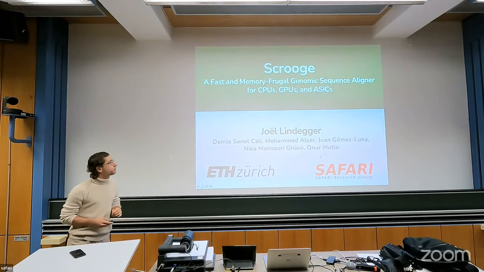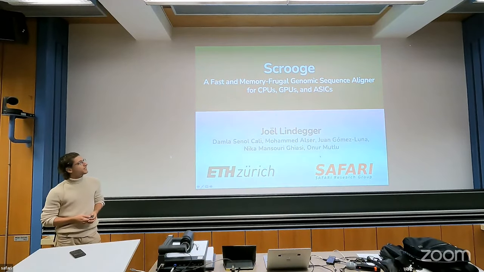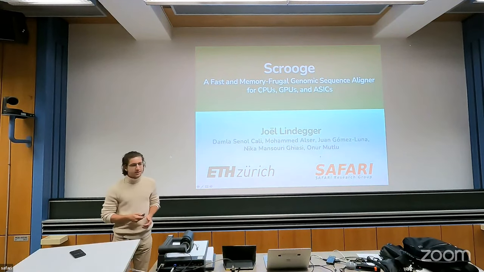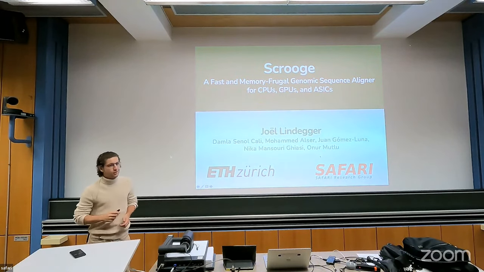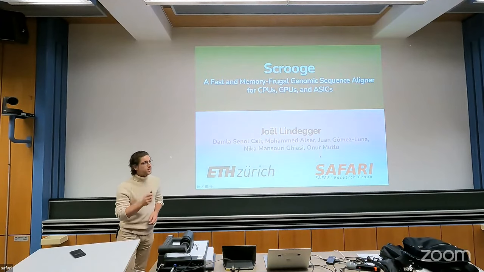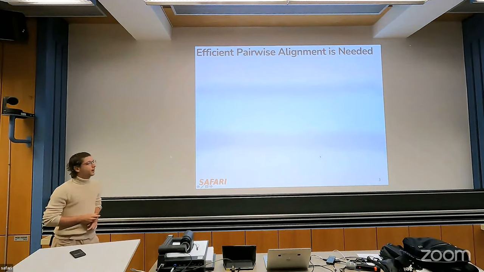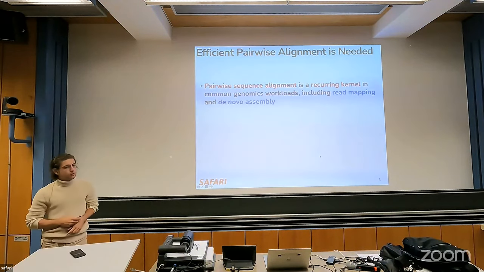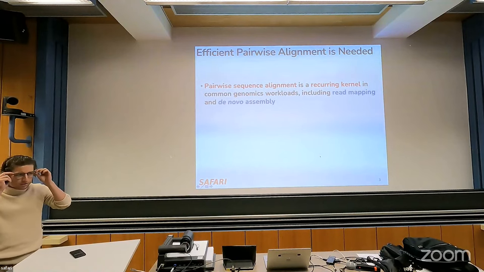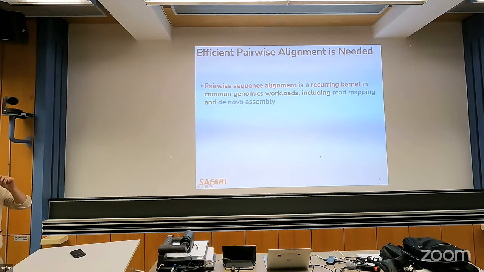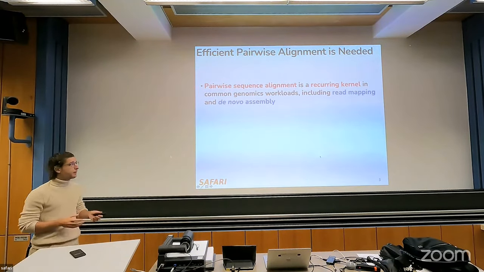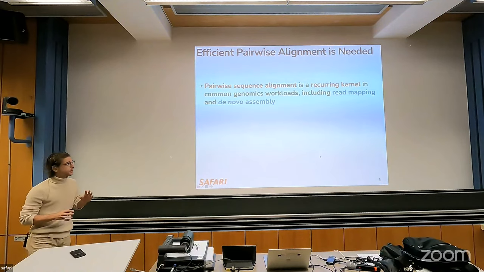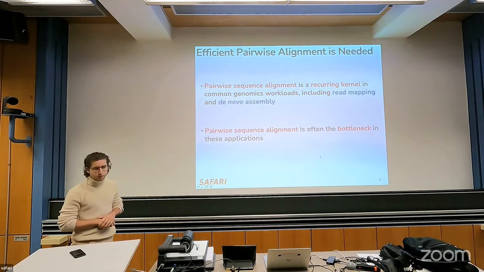So the full title is Scrooge: Fast and Memory-Frugal Genomic Sequence Aligner for CPUs, GPUs, and ASICs. So we're working on multiple hardware architectures, which hopefully will have some interesting insights, and we're working specifically on the sequence alignment part of genomic analysis. Recall from earlier lectures, also from John, that sequence alignment is first of all a recurring kernel in such read mappers, for example, and it's often the bottleneck in these workloads.